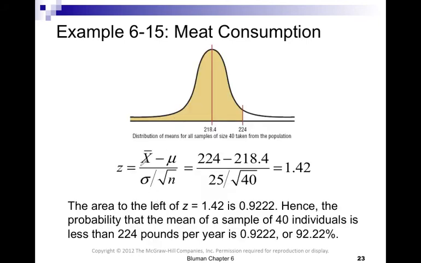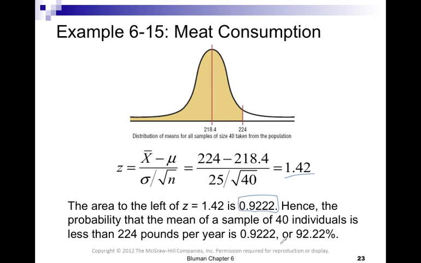We have x bar minus mu, which is 224 minus 218.4. The standard deviation, 25, divided by the square root of n, which is 40, and we get a z-score of 1.42. The area to the left of 1.42 is 0.9222, and I'm going to assume that you could get into the table and read that yourself.